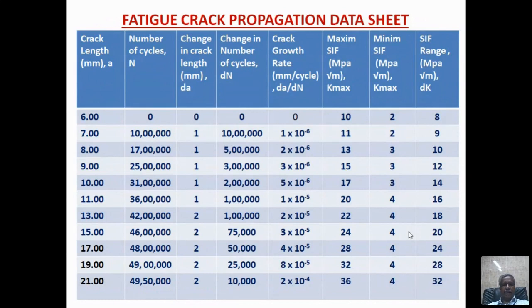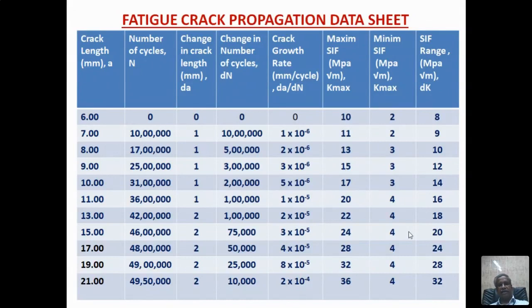You have crack length. So the first column is crack length, and the second column is number of cycles. And these two are very important. The first two columns are very important. The other columns are derivatives of the first two columns. So crack length is normally denoted by small a, and number of cycles is capital N.